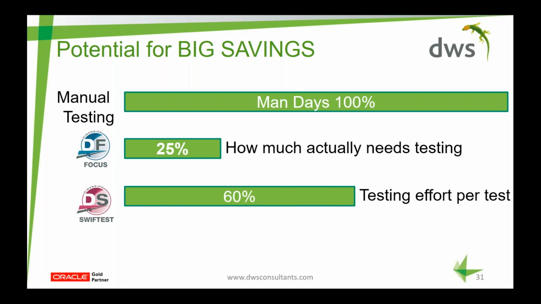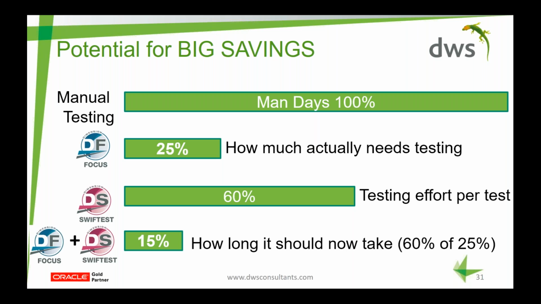Now, if you're then using the Swift Test product to generate your test scenarios and run your tests, again, very conservatively, we think you're going to save about 40% from a manual test approach. So you only need 60% of the effort that you would have done if you were testing things manually. But again, I want to stress we've been very, very conservative with our numbers. But of course, if you're using these two products in combination, and Dimension Focus has identified that you only need to spend 25% of your testing time on the code, and Dimension Swift Test is showing that you only need to spend 60% of your overall effort.